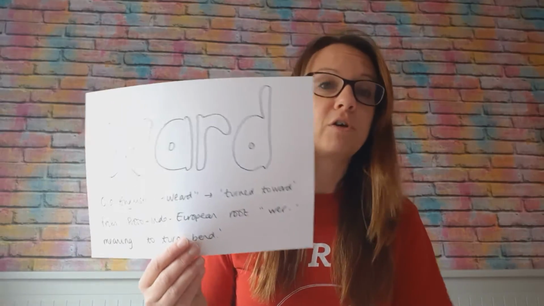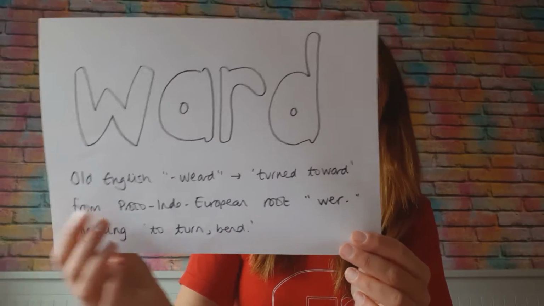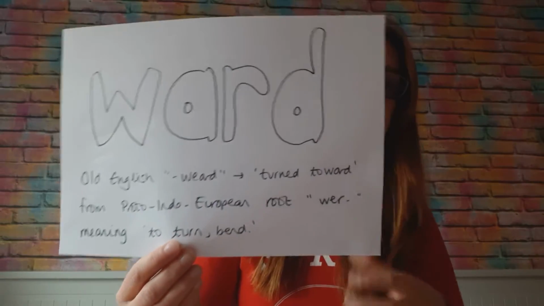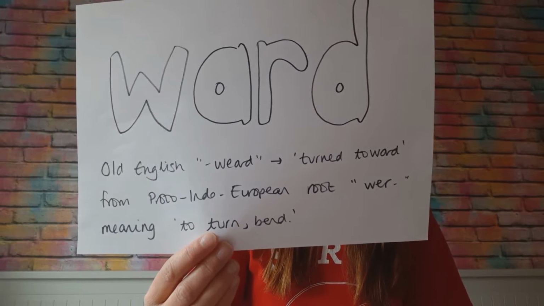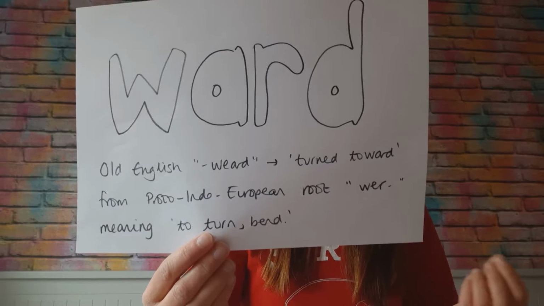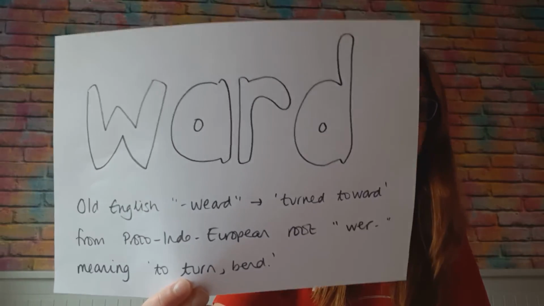Okay, today's session is all about a root word. It's quite an easy one actually, and all the words are very, very similar. It's just the prefix that basically changes the meaning. So our root word today is ward, okay? And this comes from the Old English word, which basically means turn towards. That's originally from the Proto-Indo-European root, meaning to turn or to bend. So it's all to do with directions, this one, ward.